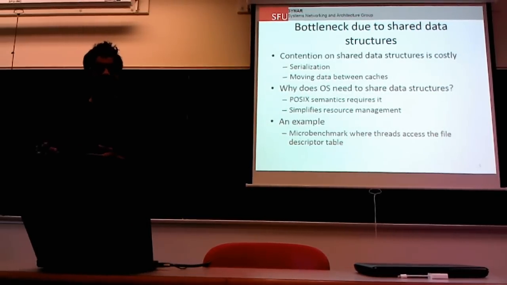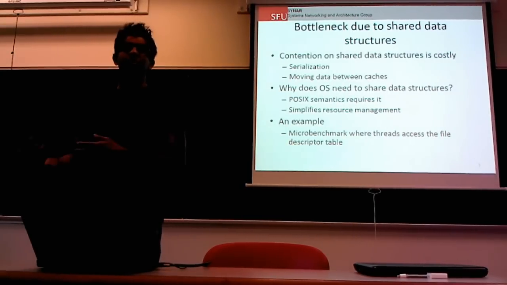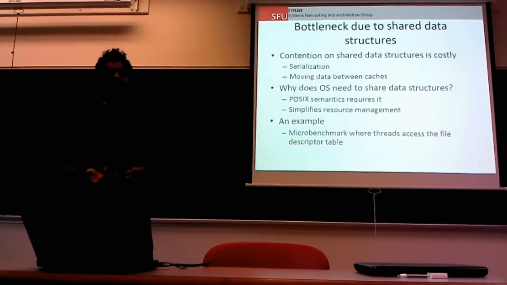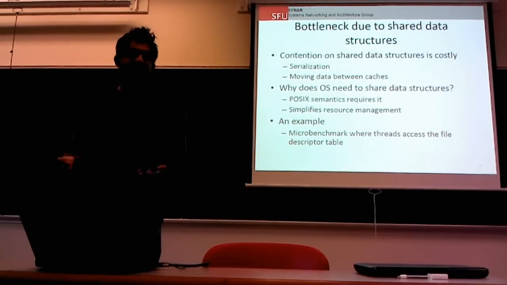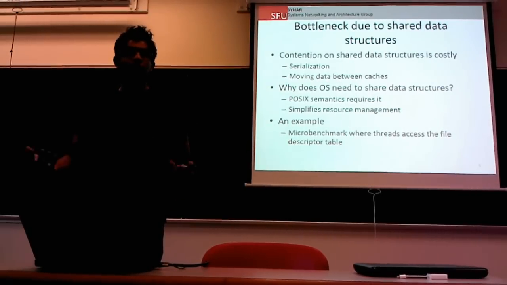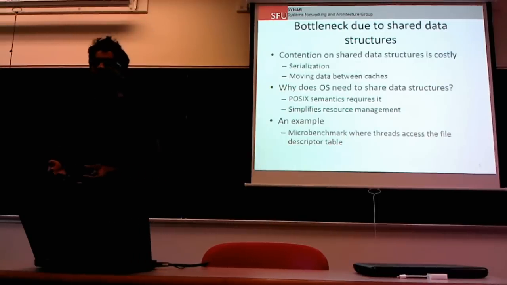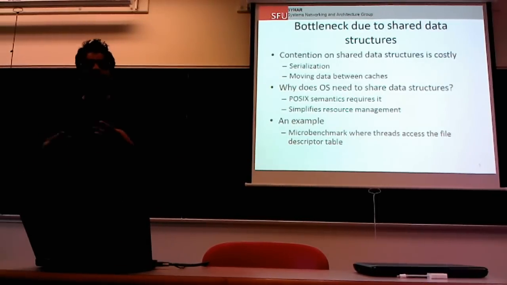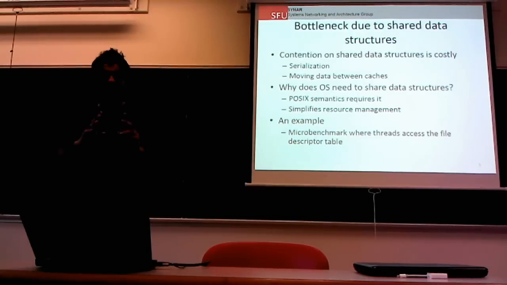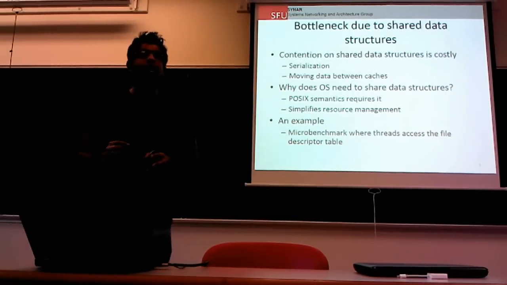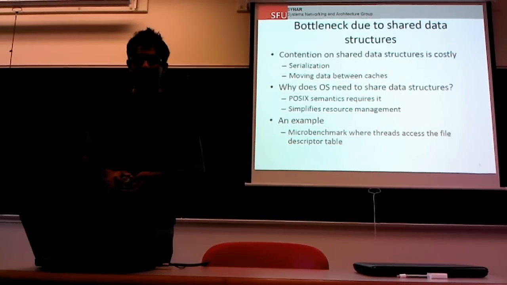So why does the operating system need to share this data? The simple reason is that the POSIX semantics demand it. The POSIX semantics, which are implemented in the operating system, demand that the data be shared. A simple example is a micro benchmark that spawned a few threads, and each thread opened a file descriptor, cloned it, and then closed it. They found that it accessed a lot of shared data. Each of these file descriptors needed to access a global page table and a global file descriptor table, and access to this table had to be serialized. This ended up being very costly.